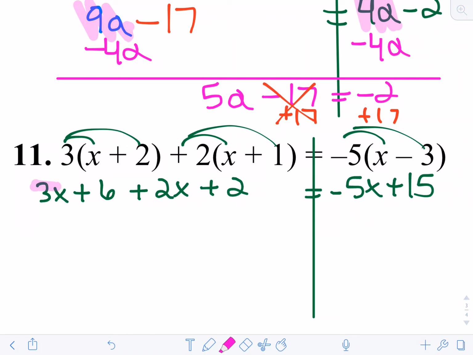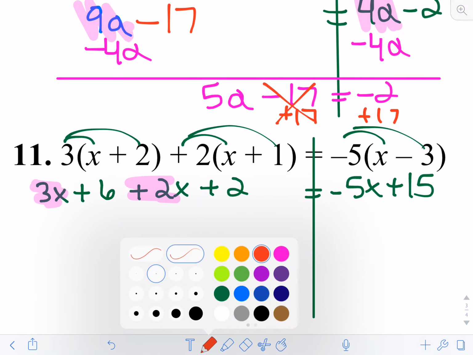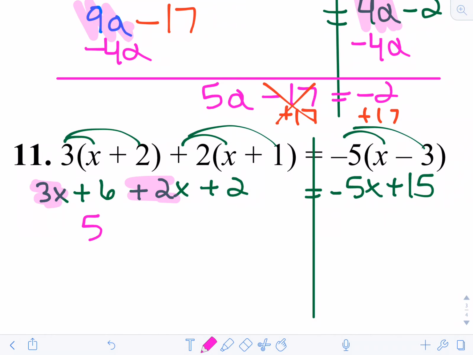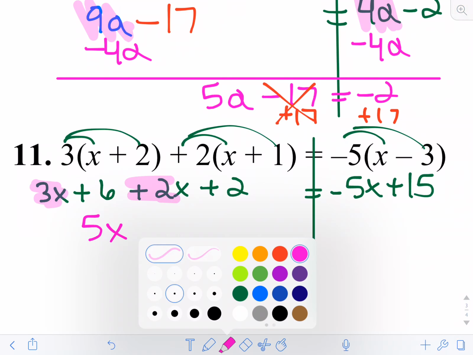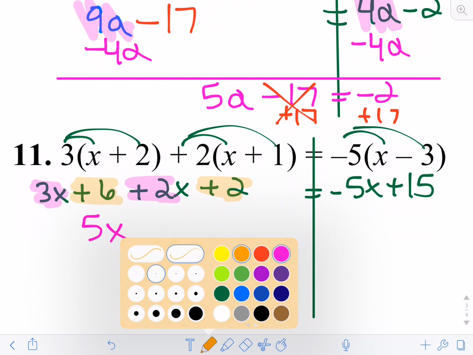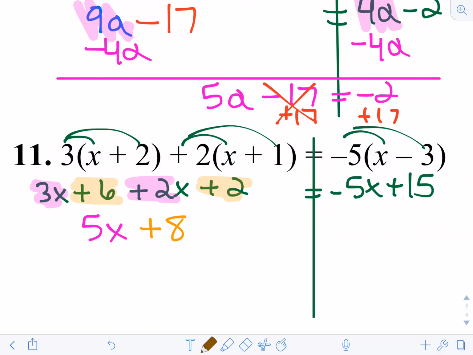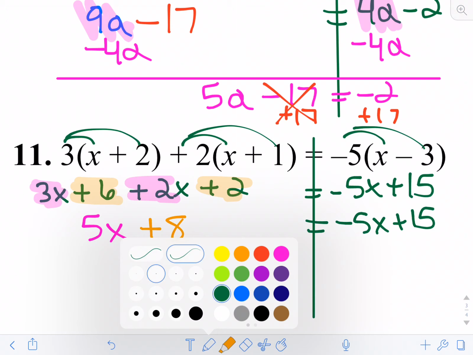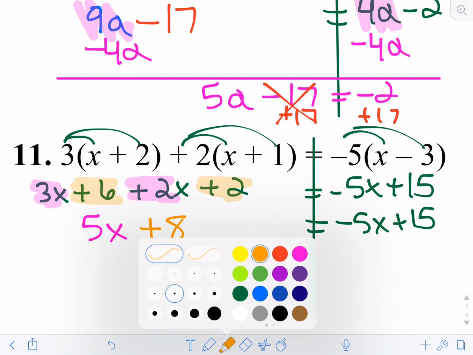Combine like terms, so I have a 3x and a 2x. So 3 plus 2 is 5, so there's 5 x's. Then I have a 6 plus 2, so 6 plus 2 is 8. And I'm going to rewrite everything I have over here because there's nothing I can combine. Okay, so now what I have, let me find another highlighter. What do I do? Let's do blue.